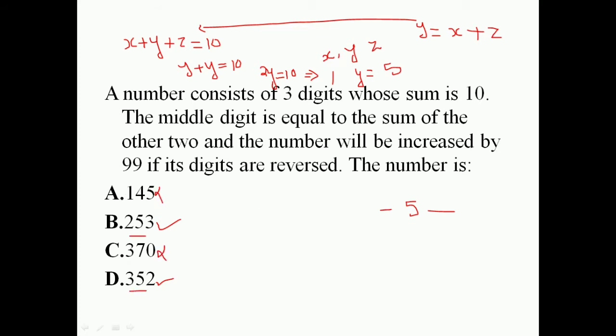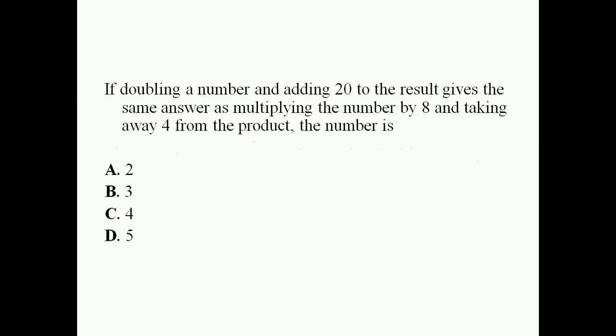So answer will be either 253 or 352, but we can consider 253, which means if the digits are reversed, then the number will be increased by 99. So we can take 253. If 253 plus 99, is it 352? Yes. If the digits are reversed, we should get 352. 253 plus 99 is the same as 352, which means the number is 253. So the answer is 253.